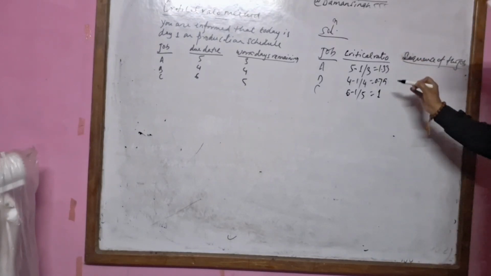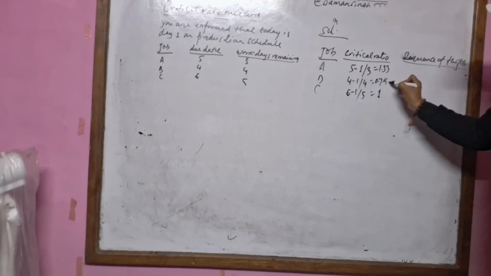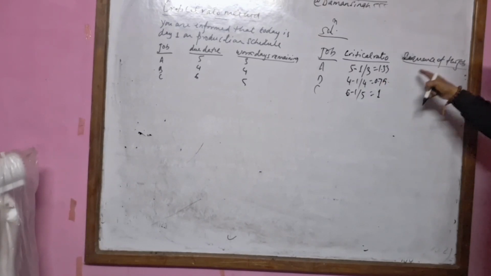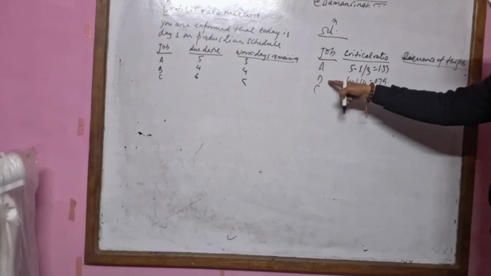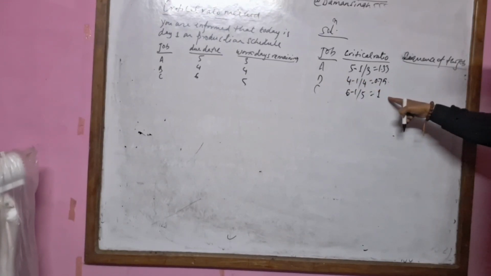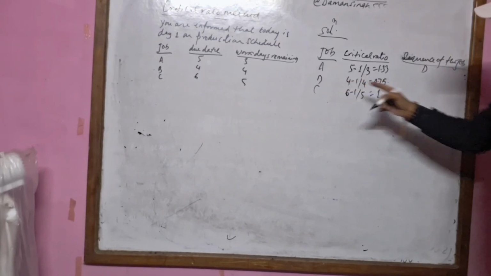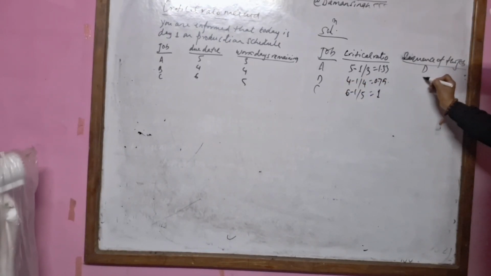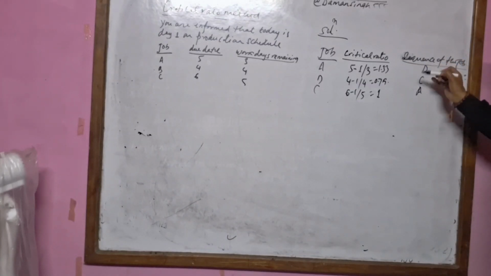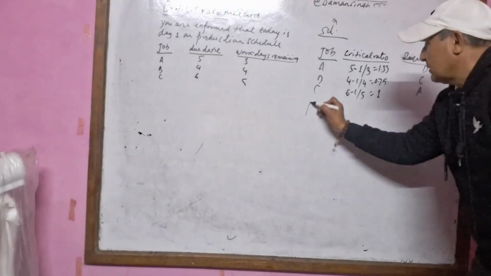Now for priority sequencing, we take the lowest ratio first. Which one is first? The D job is first. After that, the C job is second, and after that A. So we should give priority according to the critical ratio method.